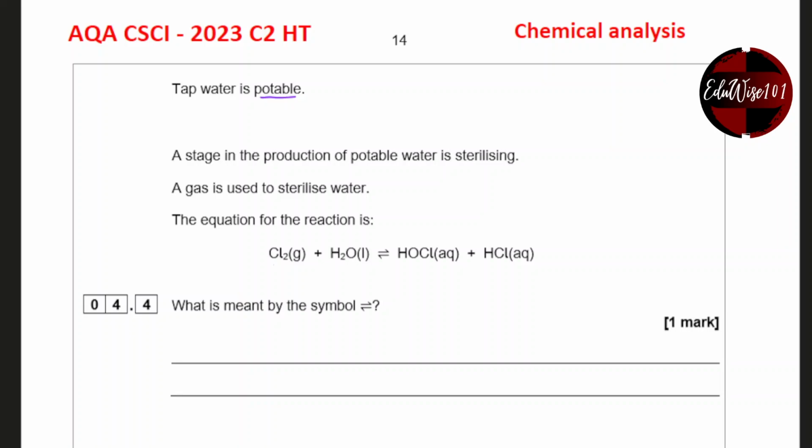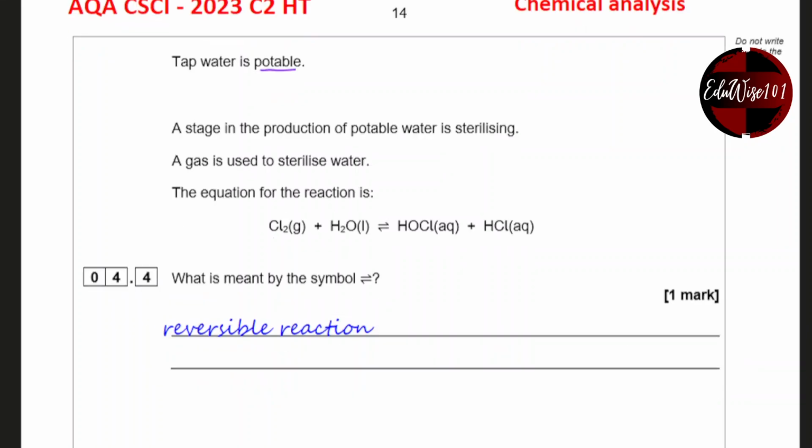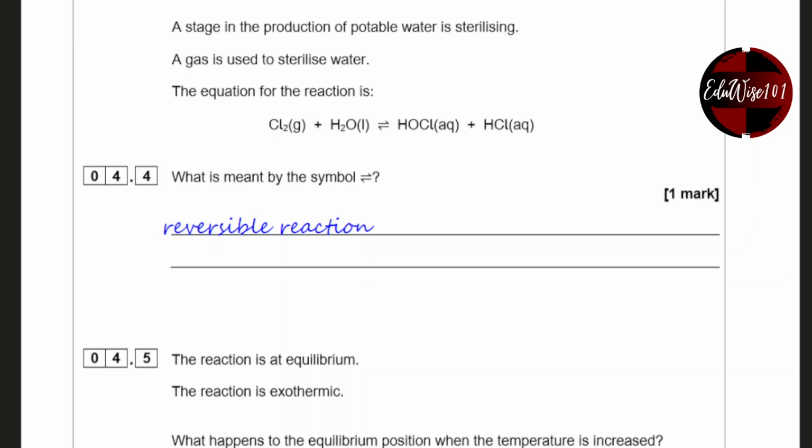Question 4.4. What is meant by the symbol, this double-headed arrow, where the top bit is pointing to the right and the bottom bit is pointing to the left? It is called a reversible reaction equation. We say it's just a reversible reaction. In normal chemical reactions, we just use a single arrow, which basically means reactants forming products. Because this is double-headed, that means it can happen in both directions.